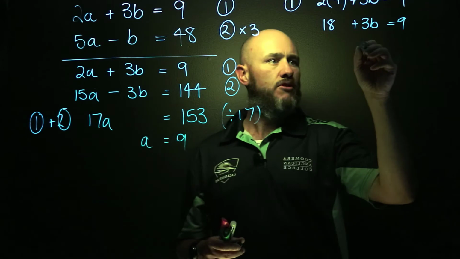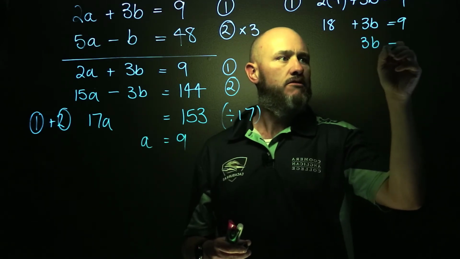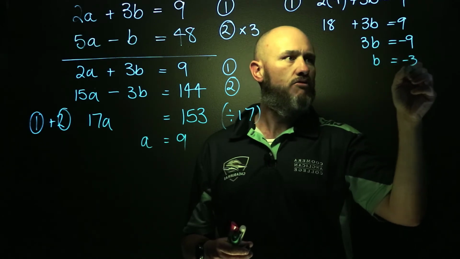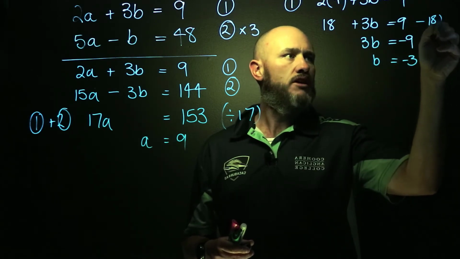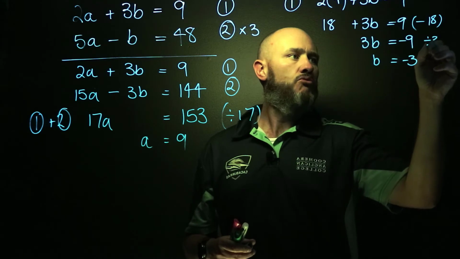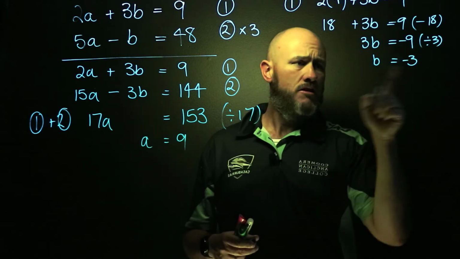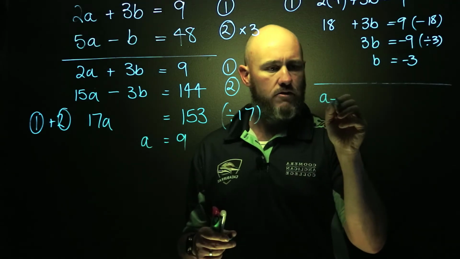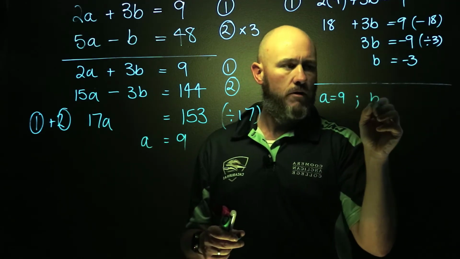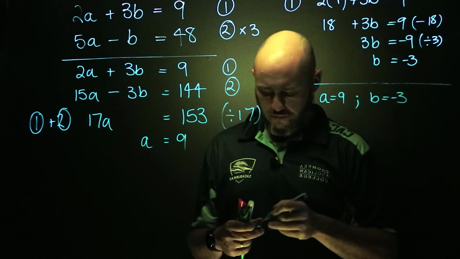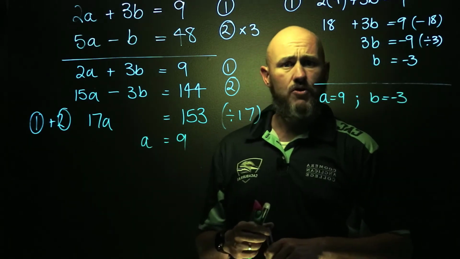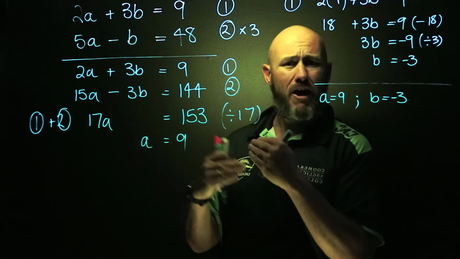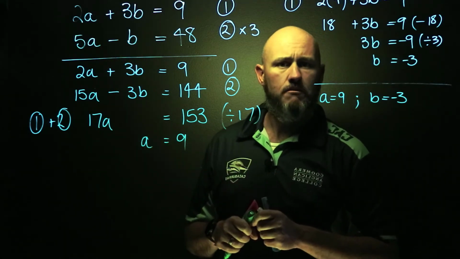I subtract 18 from both sides and I get 3b is equal to negative 9, and hence b is equal to negative 3. Let me write that down, subtract 18 and then divide by 3. There's my process, there's my final answer. A equals 9, b equals negative 3. So there's our second example of using elimination, but in this case where we had to blow out one of our equations so that we had some comparative elimination opportunities.